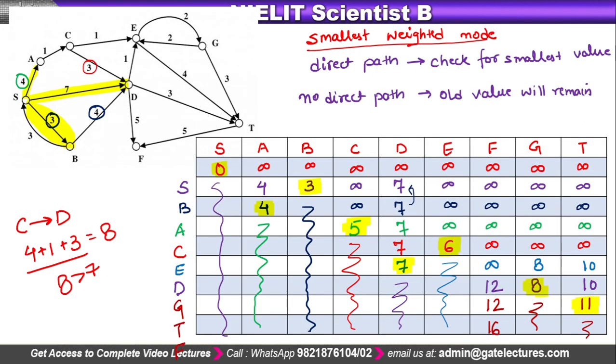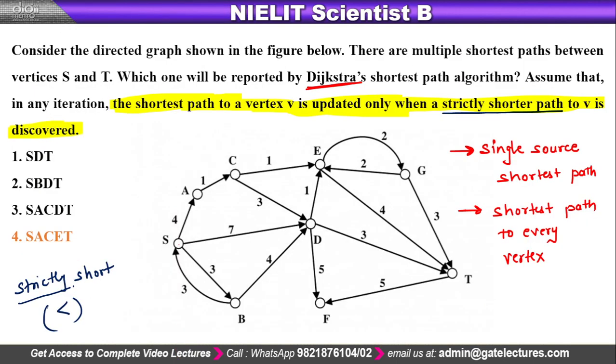Okay, so I'll write it over here: S to B, B to A, A to C, C to E, E to D, D to G and G to T, okay? This is your original path that came. Now let's check for the options.